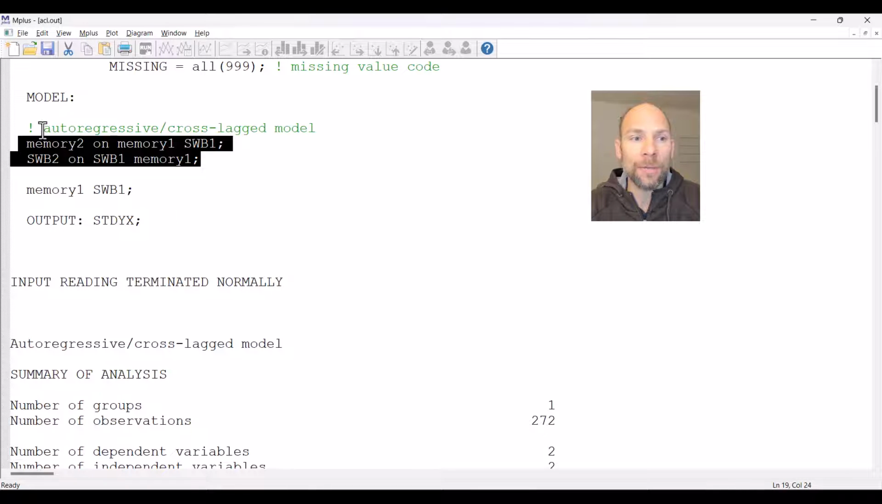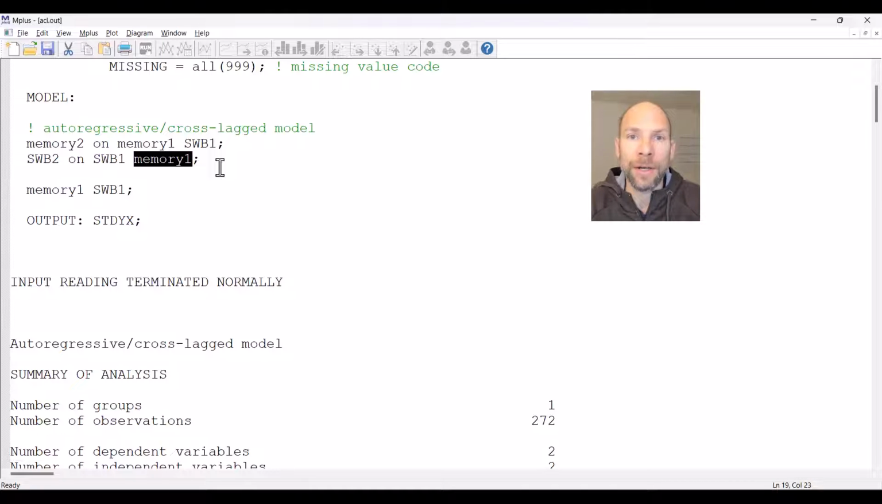So that's all we need to specify for the autoregressive cross-lagged model. Mplus by default will estimate the covariance between the exogenous variables, subjective well-being 1 and memory 1. Those are the variables that are not influenced by other variables in this regression model. They are purely exogenous, and they can be correlated, and their correlation will be taken into account like in multiple regression analysis when estimating the path coefficients or autoregressive cross-lagged effects.